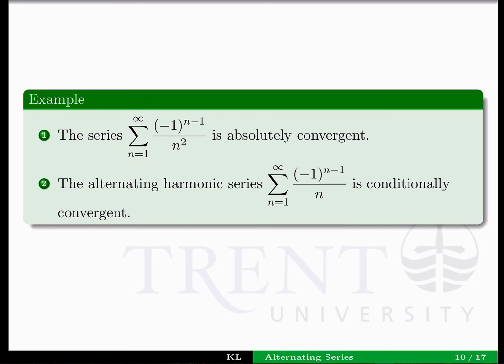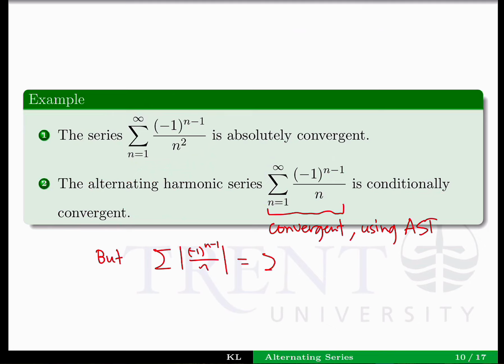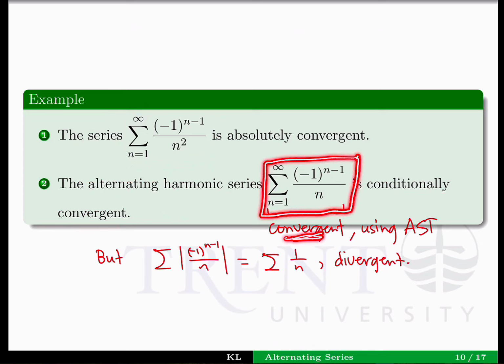Second example here, the alternating harmonic series, is just conditionally convergent. We have already shown in a previous example just earlier that this one is convergent using the alternating series test. But if we take the absolute value of -1 to the n minus 1 over n, this is just the harmonic series, sum of 1 over n, and we know that this is divergent. So the original series is convergent using the alternating series test, but if you put the absolute values, it becomes a divergent series. So the original series is conditionally convergent. Okay?